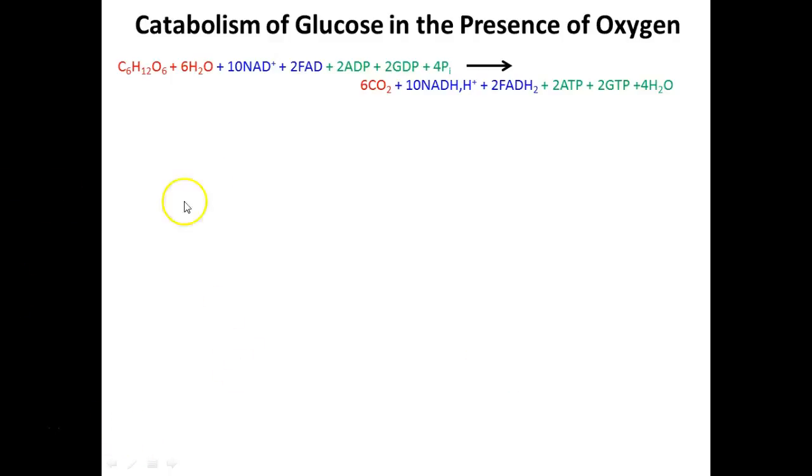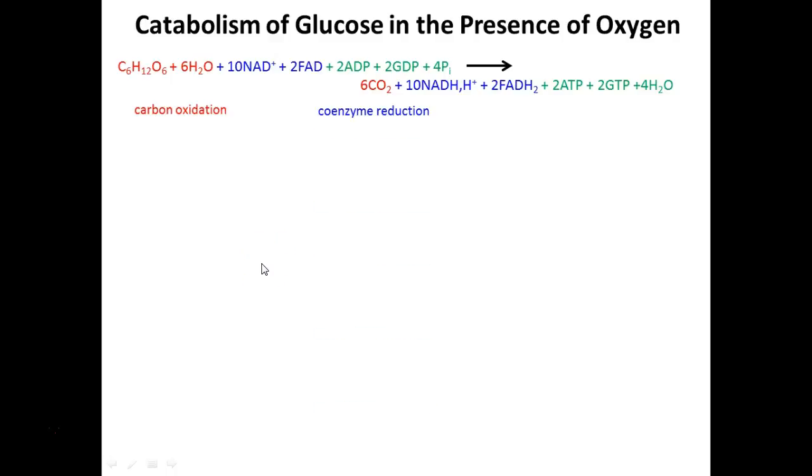All right. So this is the overall equation. We can take glucose. We also need some water in the beginning. We're going to form a whole bunch of electron carriers, NAD and FAD. We're going to need to collect those electrons. As you can see, they become reduced over here. We're going to need the beginnings and the phosphates to make the ATPs and GTPs. And then we're going to form water. And all the carbon is going to be given off in the form of carbon dioxide.